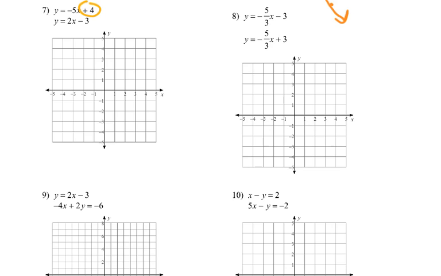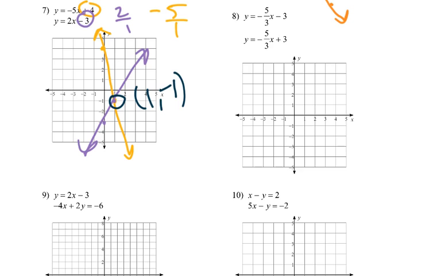So a +4, okay, slope of -5, that's like -5/1, so I go down 5 to the right 1. And then the second equation, start at -3, slope of 2, which is like 2/1, so up 2 to the right 1. We can see where they're going to intersect, can't we? At +1, -1.